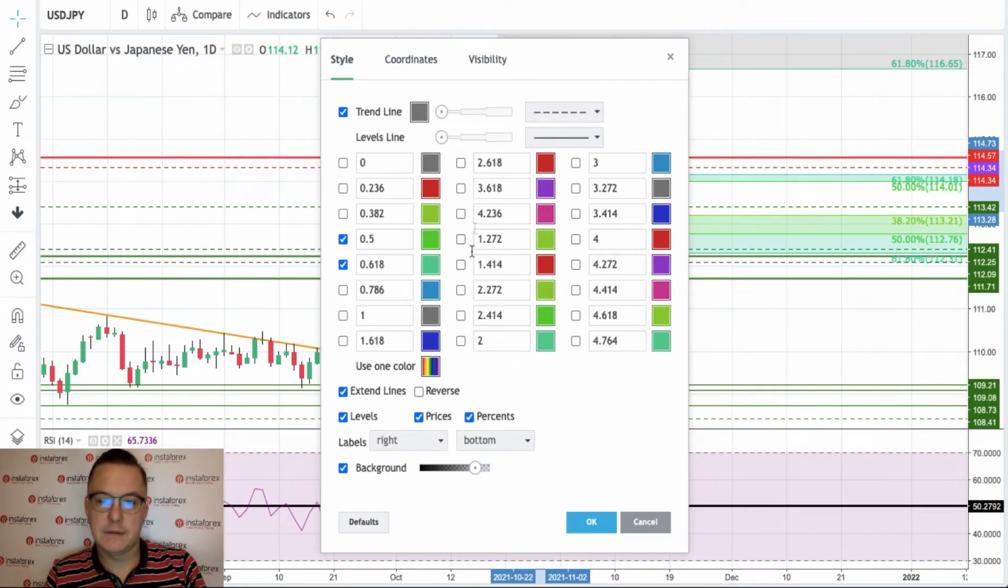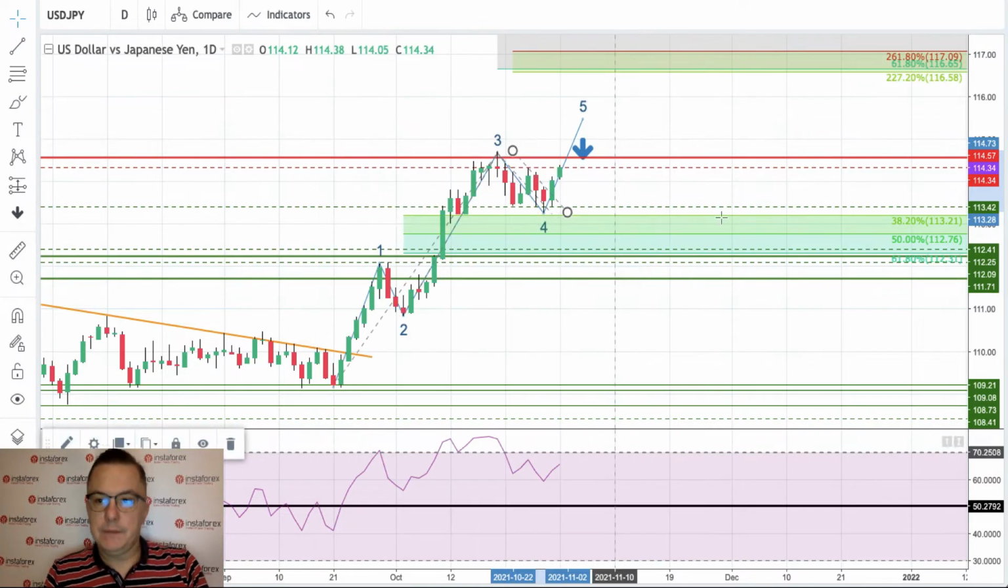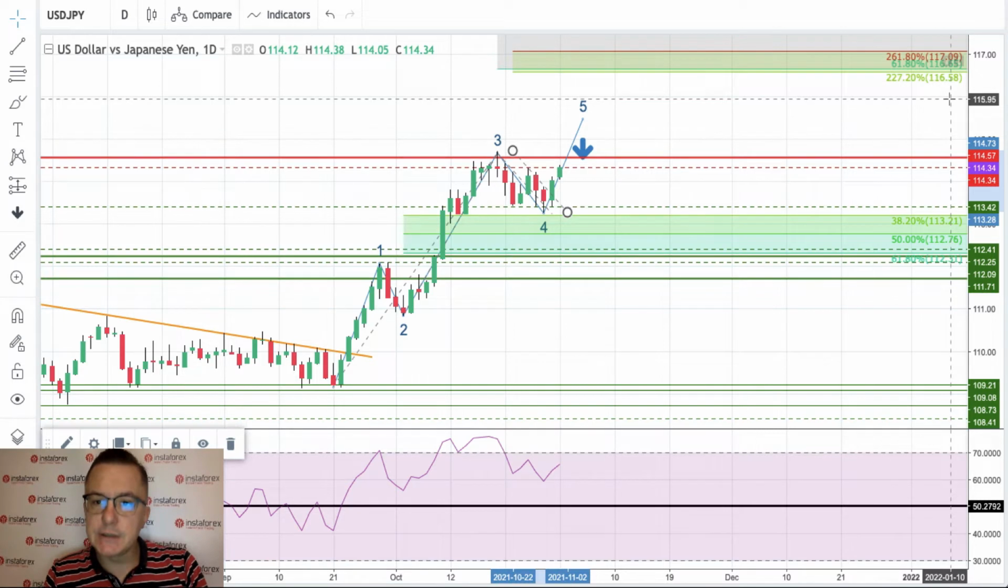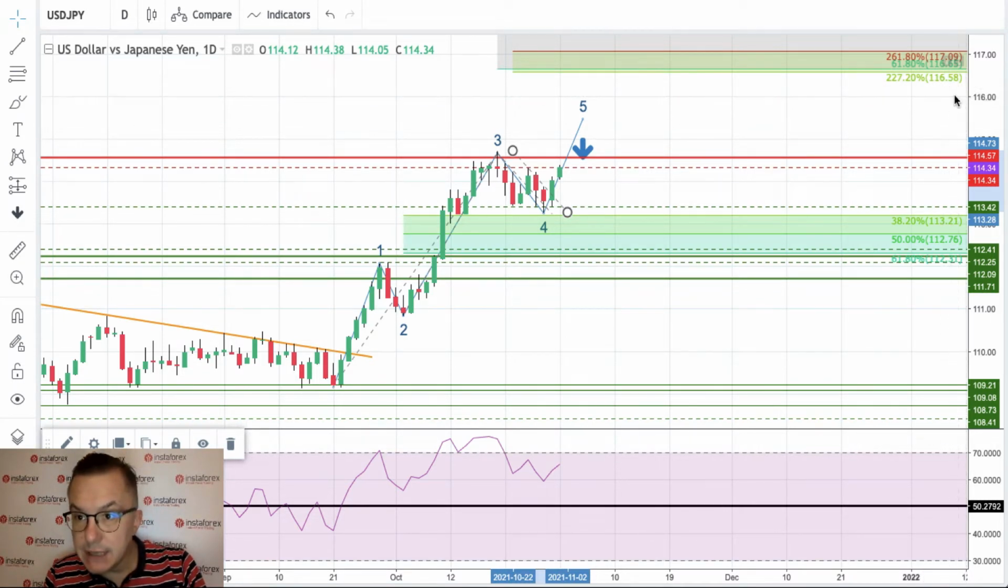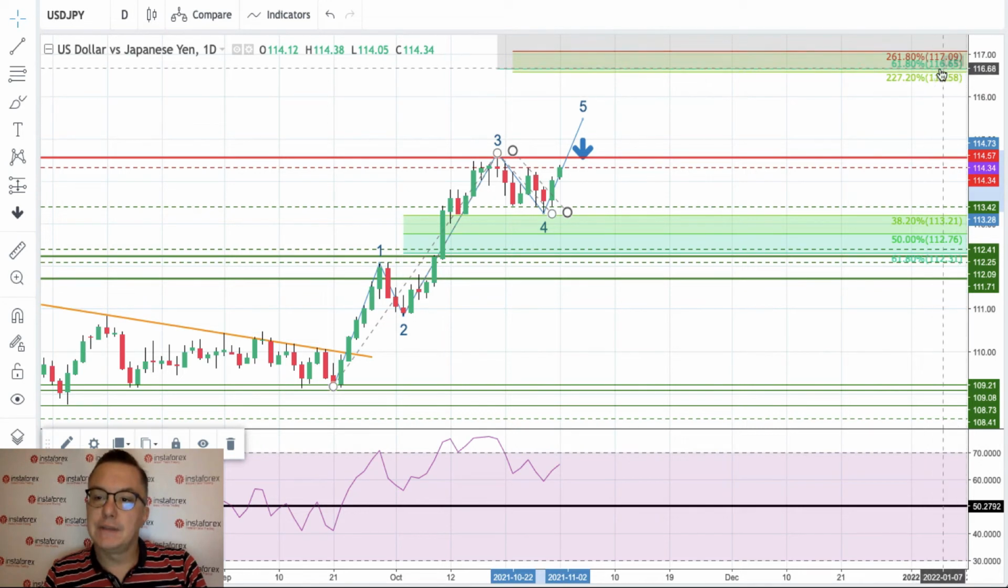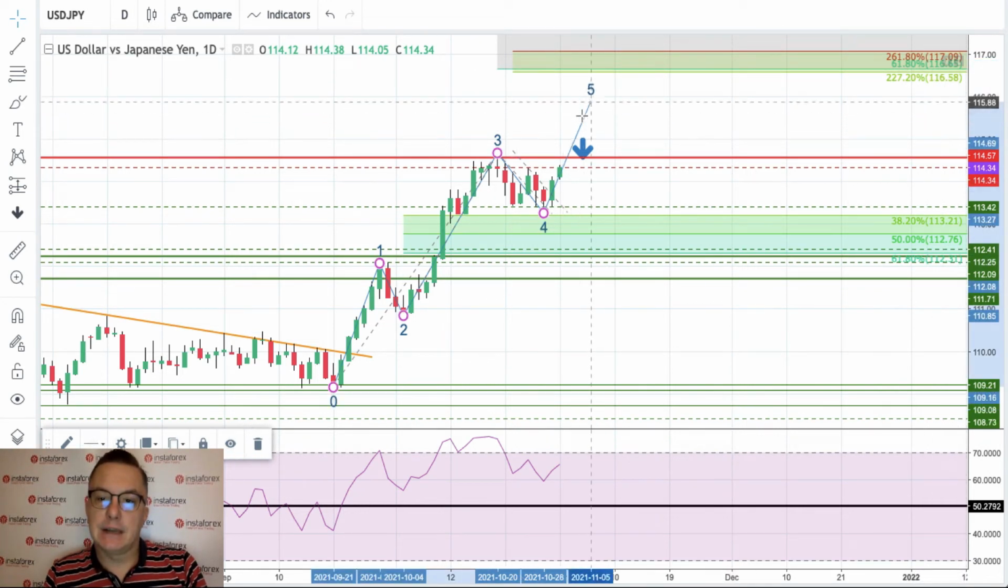1.68, so 2.68. There you go. 2.68 is the next, or maybe the level of 2.27. Oh, there you go. It's even better. So the cluster is between 116.58, 116.85, or 117.09. So that's the target for the wave 5.